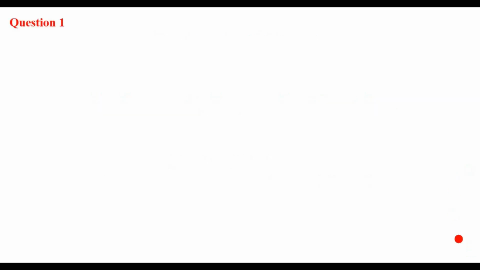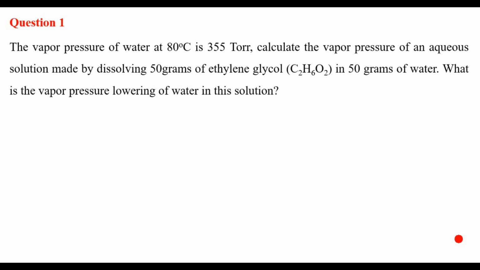Let's start on question number 1. Question number 1 is saying the vapor pressure of water at 8 degrees Celsius is 355 torr. Calculate the vapor pressure of an aqueous solution made by dissolving 50 grams of ethylene glycol in 50 grams of water. Then they are asking what is the vapor pressure lowering of water in this solution.